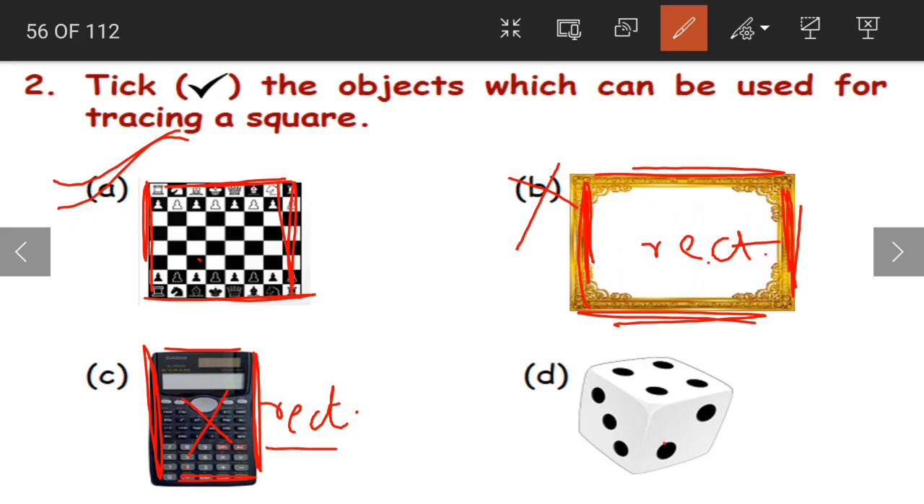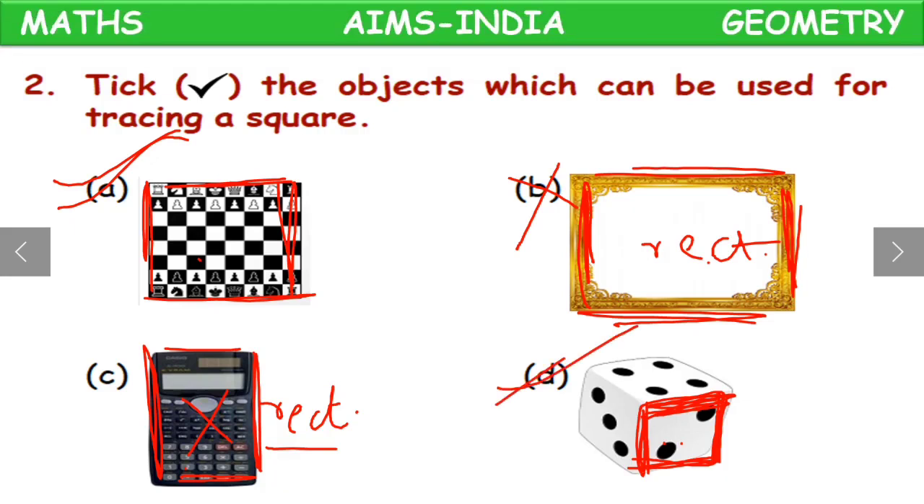Now coming to object D, a die. Yes, so again this is also in the shape of a square. Actually it's a cube. Yes or no? It's a cube, but it can be used to trace a square here, as each side of a cube represents a square. So we can use our cube to draw or trace a square. So object D can also be used. I hope this is clear, children.